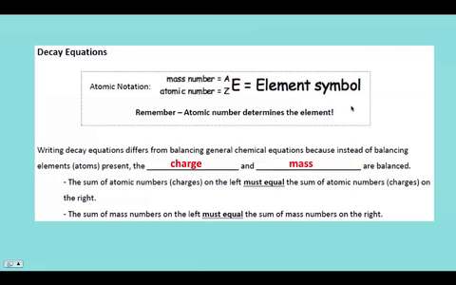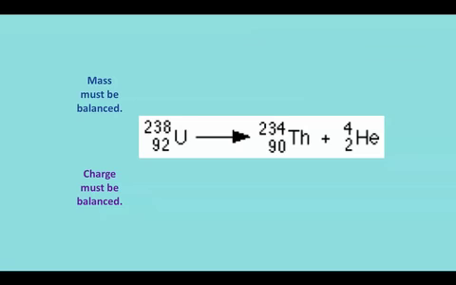So when we write decay equations, we're going to be balancing the charge and the mass. So the sum of the atomic numbers, or the charges, on the left, which are the bottom numbers, must equal the sum of the atomic number and charges on the right. And the same thing for mass numbers. Those top sum of the mass numbers on the left must equal the sum of the mass numbers on the top right. So that's what you'll see us doing as we go through all these different examples.